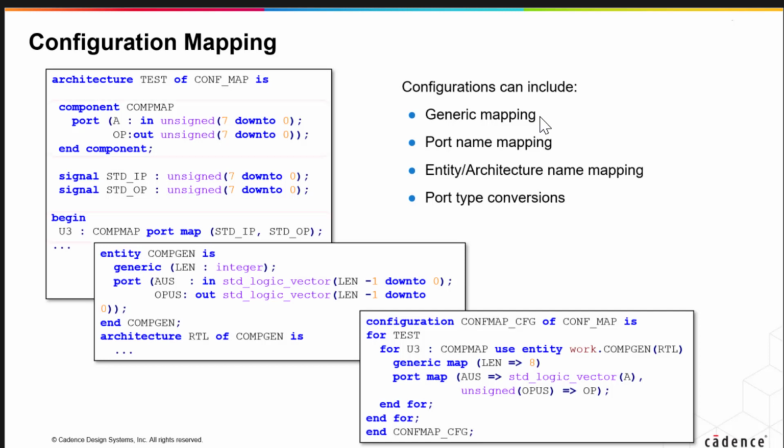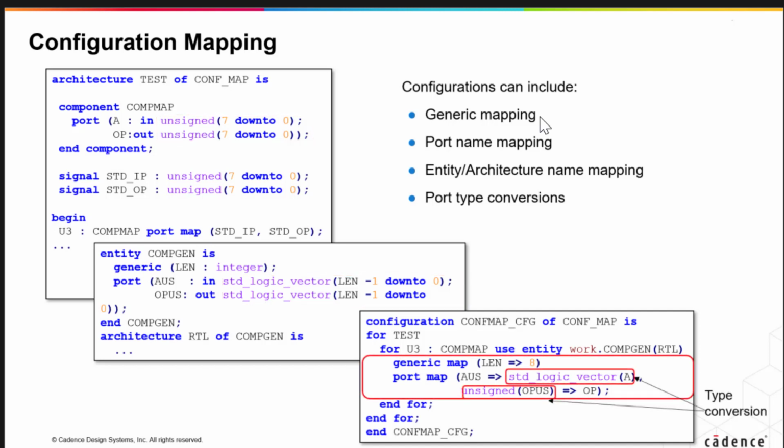In this example, we need a component comp map with input and output ports of type unsigned and length 8. We have a model comp gen with generic sized ports, but of the wrong type, i.e., std_logic_vector type. We see that using configuration we can specify the correct generic value and perform type conversion on the ports in the port map. We could create a number of different configurations, each of which build a different simulation view of our system.